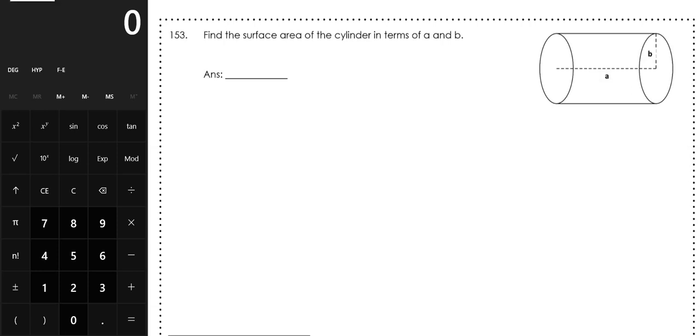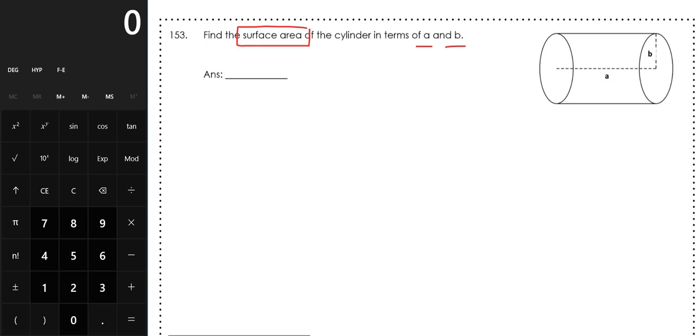Page 31, number 153. Find the surface area of the cylinder in terms of A and B. So we're looking for surface area for the cylinder, but we're not going to have numbers plugged in for radius and for height. We're going to have A and B. So you're not expected to actually solve for A and B. You're just going to use them in your equation.